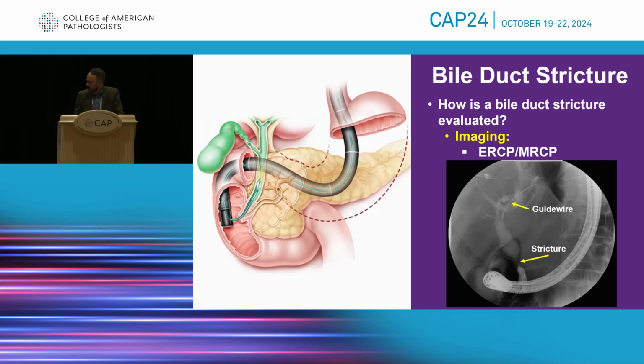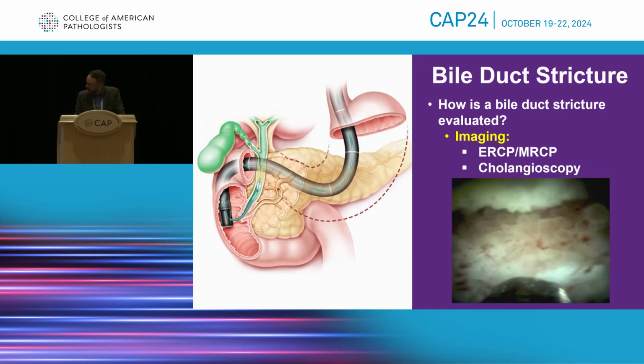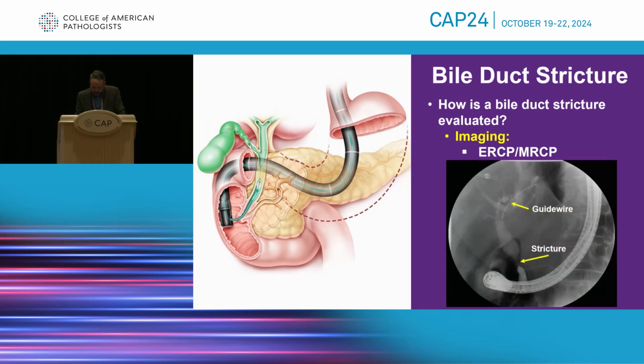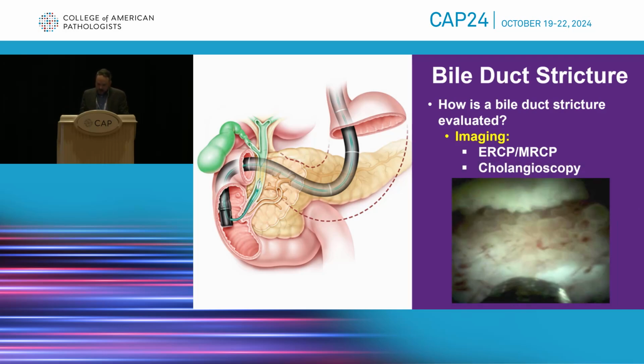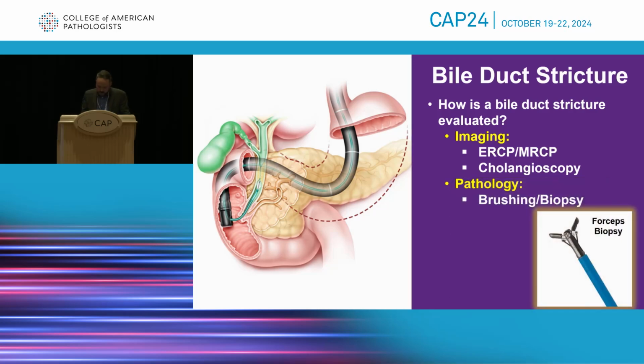So we can use imaging where we can see, because the guide wire is not going through there, basically you can see the stricture right there. And so you can actually then even view it with cholangioscopy. And pathology can obtain a sample either through brushing and/or biopsy.